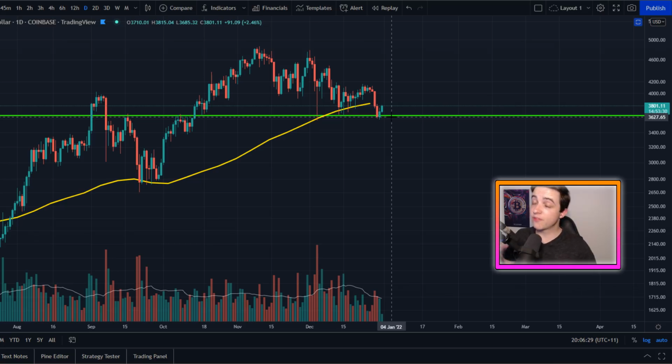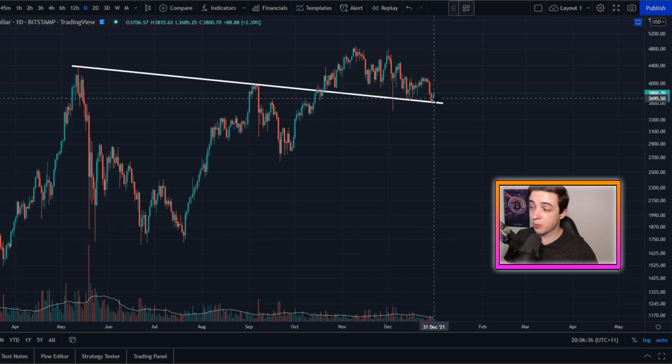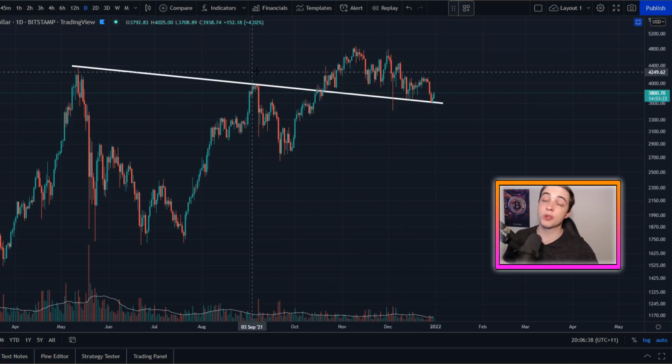And aside from that, we've also got this horizontal level of support on the Ethereum daily chart coming in at approximately 3,650, and this level of support's coming in close to the same price, which was previous resistance.